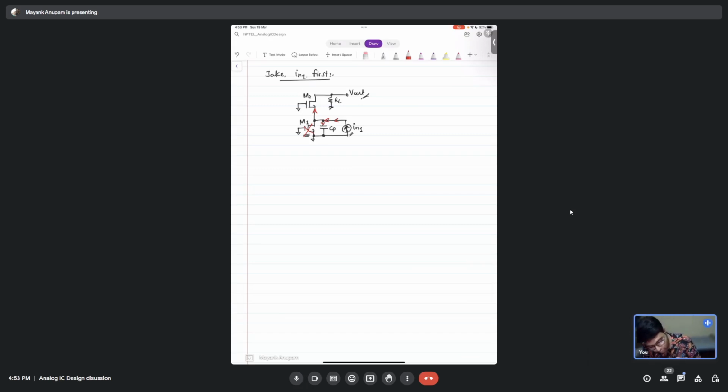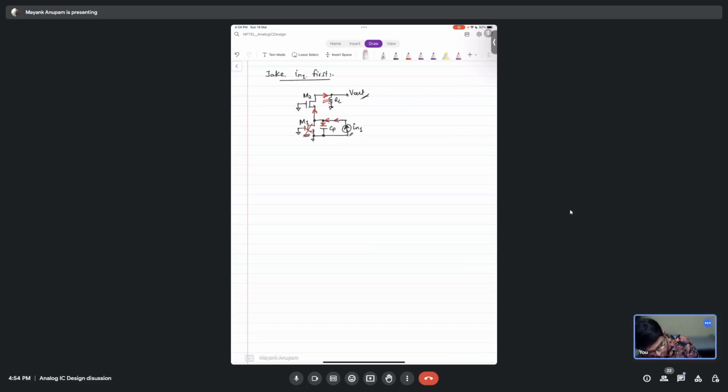Yes, sir. And what current will flow here into RL? What will be the current flowing into RL? Don't tell me the expression. Tell me which current, out of this and this current, will be flowing through this RL? I in one plus the current through the CP.